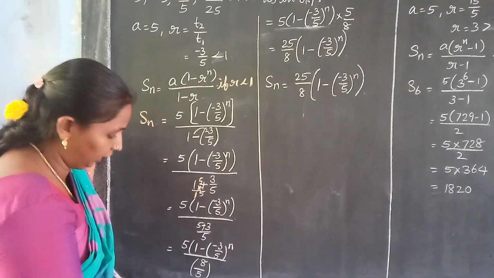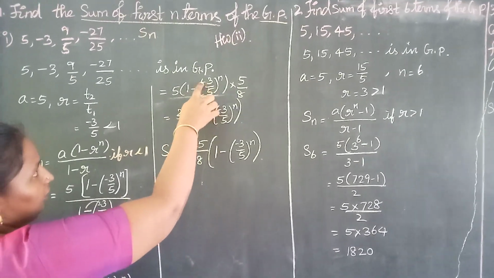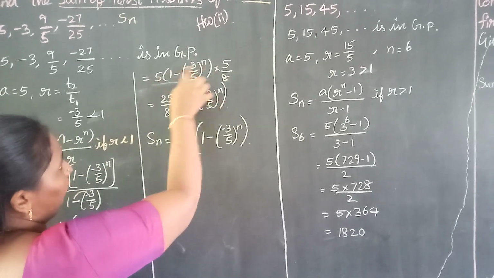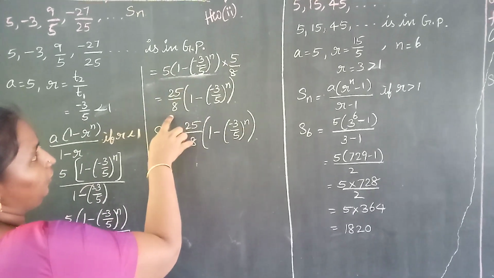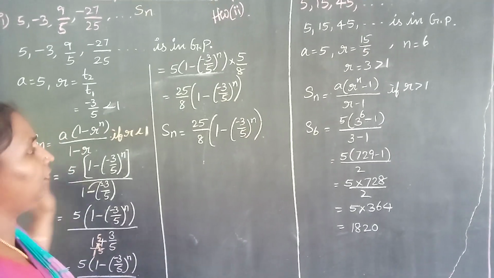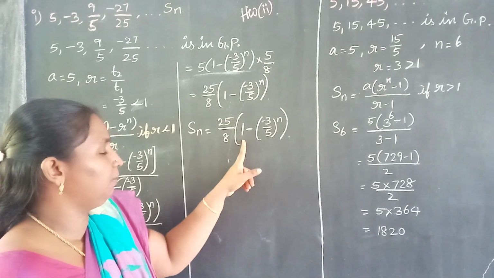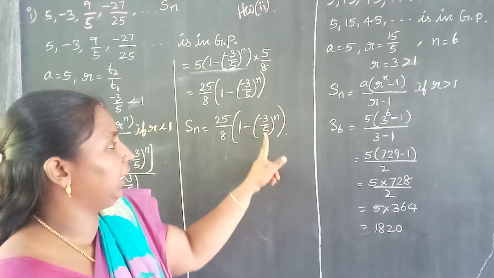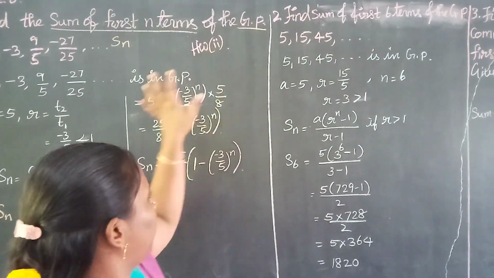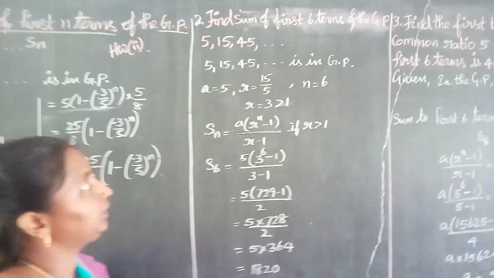It goes to the numerator, now it will take the reciprocal. So we get 5 into 1 minus minus 3 by 5 whole power n into 5 by 8. So 5 into 5 you get 25. 25 by 8 into 1 minus minus 3 by 5 whole power n. So Sn, the sum of n terms, equal to 25 by 8 into 1 minus minus 3 by 5 whole power n. Do the second sum as homework, as you did in the first one, the same only. Okay, so next move on to the second sum.